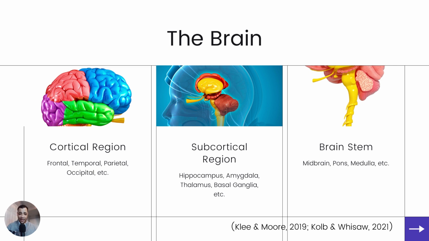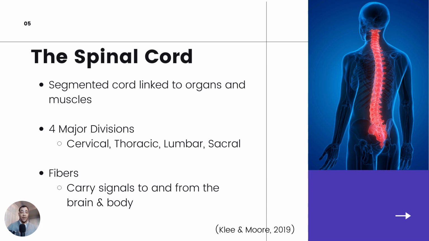Underneath the hood is the subcortical region, which is the hippocampus, the amygdala, the thalamus, the basal ganglia. This deals with emotions and how senses and information are relayed and memory and all that good stuff. And a little bit lower, you have the midbrain, the pons, and the medulla. This is more of the very, very basic functions like breathing and the like. The brainstem is what connects us to the second part of the central nervous system, which is the spinal cord.